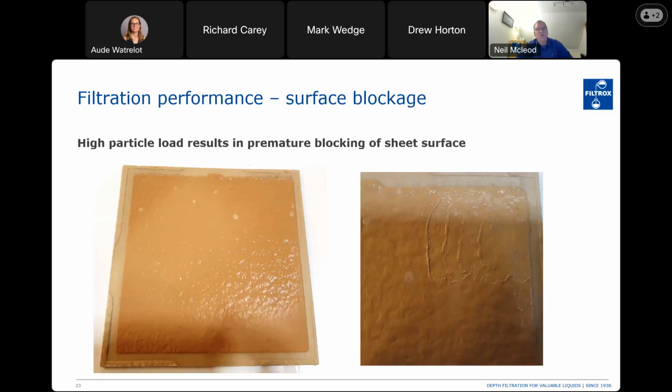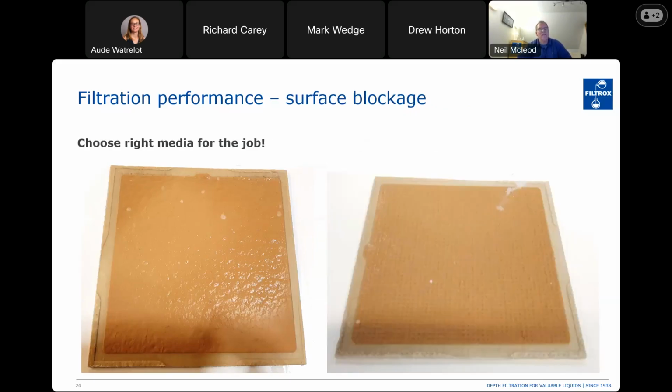Here's an example of choosing the wrong filter media at the wrong time. This is a tighter filter media which has had premature blocking on the surface of the sheet because it was the wrong sheet, too tight a sheet for the actual process in hand. And then this is a media on the right showing a larger surface area pattern, and it's a coarser structure, and therefore we got the filter sheet to actually take the particulate into its depth and not blind up on its surface. This is actually an example of a beer filter, which has the same issues with having to filter yeast as the coarse filtration stage.